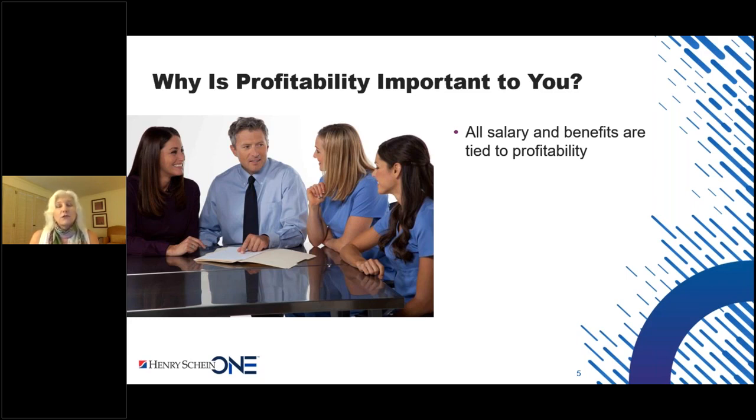And if you're looking to hire new team members, or if you want to increase the salaries of your current team members or add benefits, maybe you want to add a child care benefit for the moms that have children, or maybe you want to add a gym membership to your team, that's all tied to profitability.